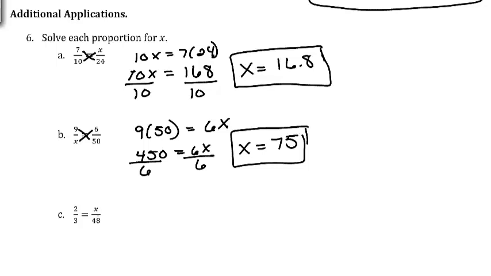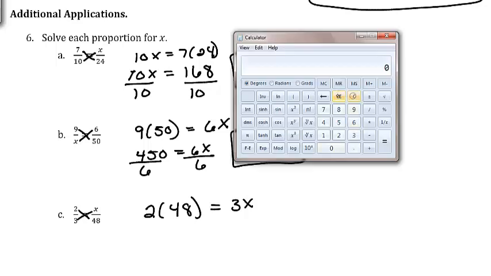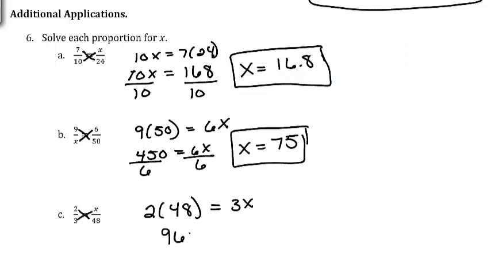Next one, 2/3 equals x over 48. And so we're going to cross multiply again, giving us 2 times 48 is equal to 3x. And so 2 times 48 gives us 96 equals 3x. And then when we divide both sides of this by 3, we get x equals 32.